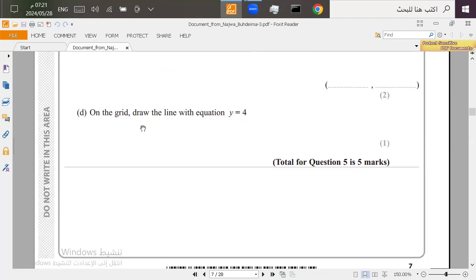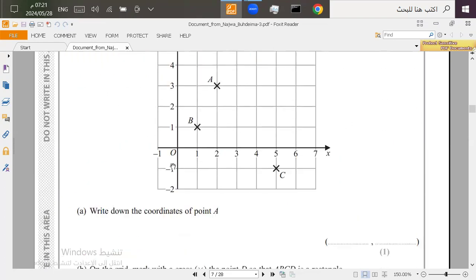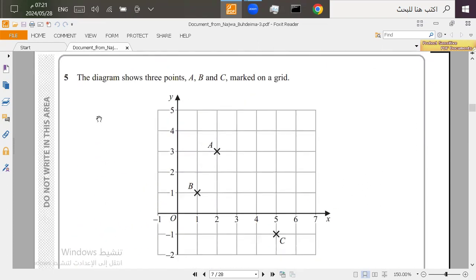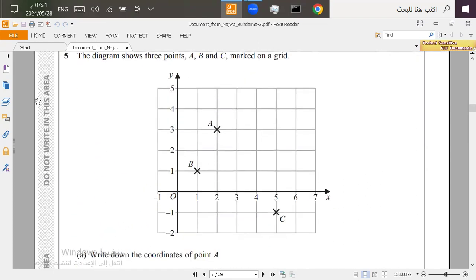On the grid, draw the line with equation y equals 4. Now, if you don't see the x in the equation, it means the line is not crossing the x-axis. Now, the equation is y equals 4, like this. It means it's crossing the y-axis in point 4.